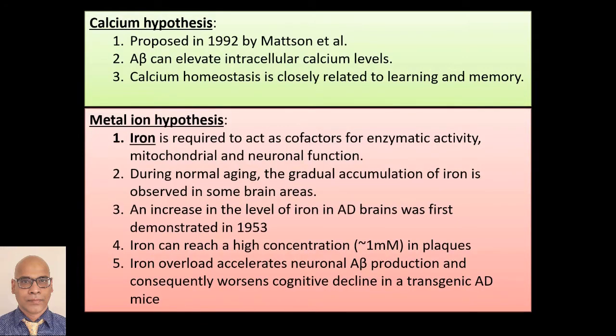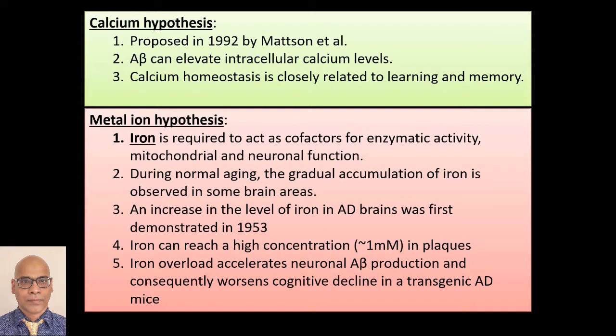The calcium hypothesis suggests that altered neuronal calcium is associated with progression of Alzheimer's disease. It was first proposed in 1992 by Khachaturian. It has been shown that amyloid beta can elevate intracellular calcium levels. Calcium homeostasis is closely related to learning and memory.